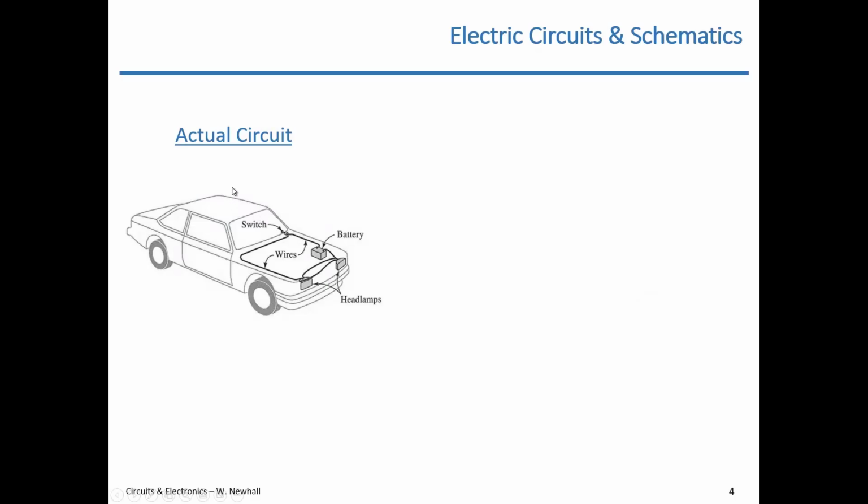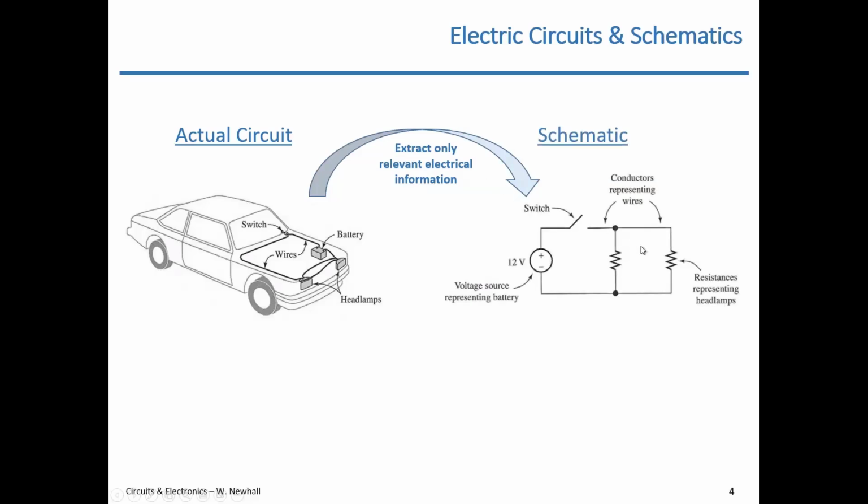When I talk about a schematic, I'm talking about extracting only the relevant electrical information from that physical circuit and representing the electrical characteristics in this schematic. So here in this schematic, you have circuit elements. When I say circuit elements, I mean a voltage source, a resistor, a switch. Those are the circuit elements. When I talk about the connections, I'm going to talk about the conductors.